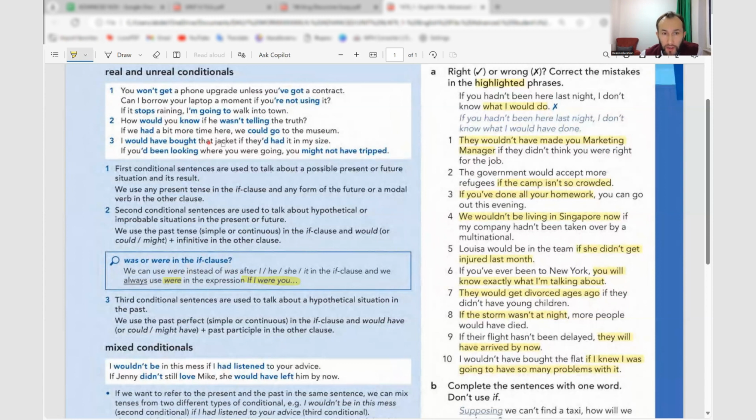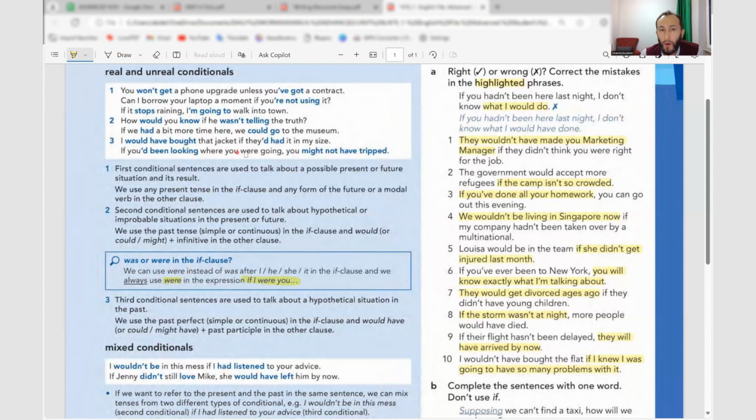I would have bought that jacket if they had it in my size. Reality, they didn't have it in my size. Past, I'm talking about maybe yesterday. They didn't have the size. That's why I didn't buy it. But if they had had the size, I would have bought it.